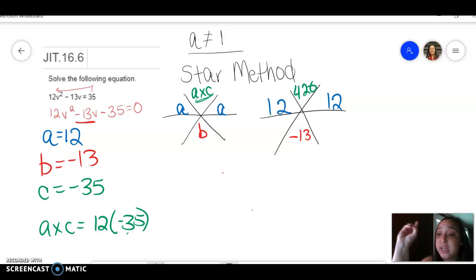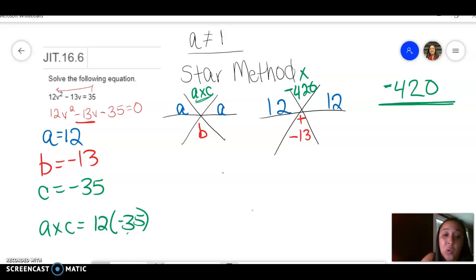So what I am looking for is two numbers that multiply to give me 420, but they add to give me negative 13. Over to the side, I'm going to write 420, and that's actually a negative 420, right? If it's negative 420, let's discuss this a little bit before I go any further. What does that tell me? Because my A times my C is negative, when I multiply those two numbers together, I got a negative number, right?